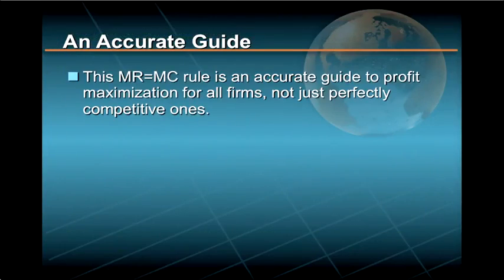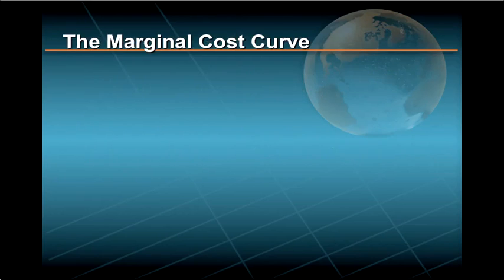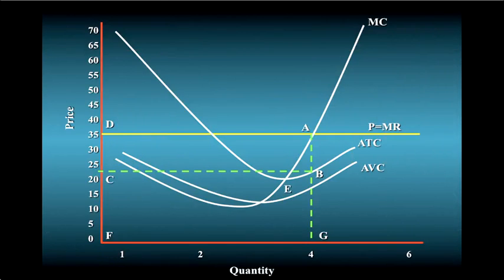As we shall see, this MR equals MC rule is an accurate guide to profit maximization for all firms, not just perfectly competitive ones. In fact, the other portion of the equation, P equals MC, is simply a special case of the MR equals MC profit-maximizing rule for perfect competition. Now here's a very interesting conclusion from our table. If the profit-maximizing firm always sets its output at a level where marginal cost equals marginal revenue, then it must be true that a firm's marginal cost curve must also be its supply curve. This is how this situation looks graphically, using the data from our previous table.